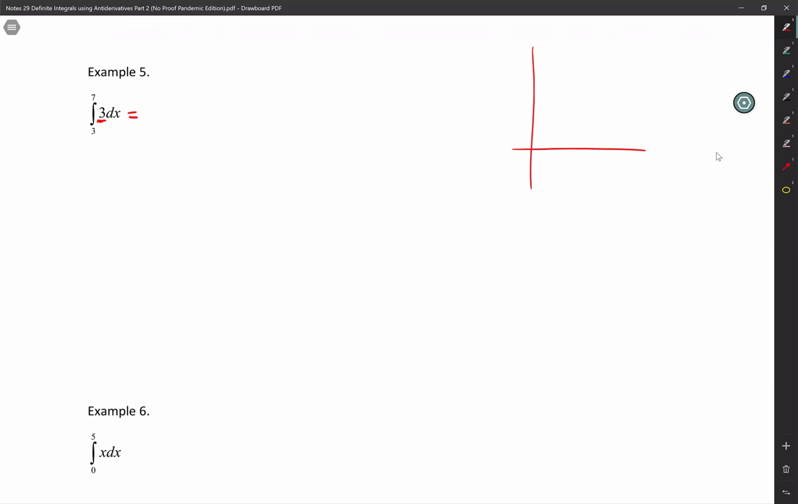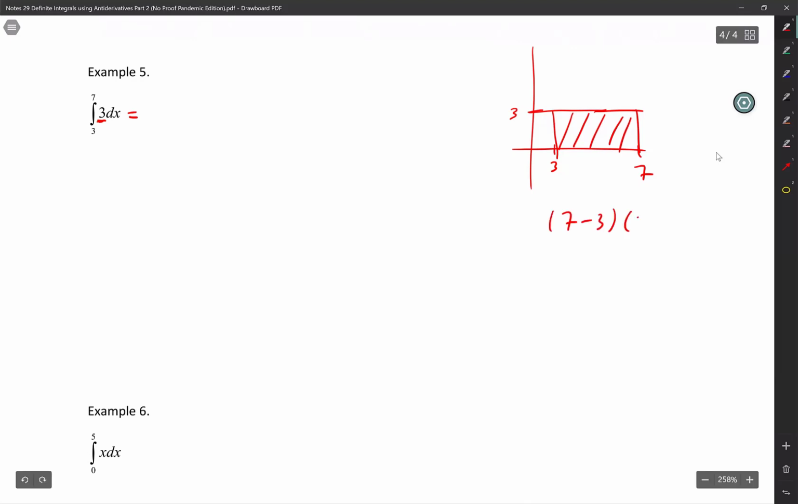Look, here's y equals 3. And I'm going to say here's 3. And I'm going to say here's 7. Let's find the area. This is just a rectangle. That's just a rectangle, guys. Let's see, what's that rectangle? 7 minus 3 times 3. 7 minus 3, that's 4. 4 times 3. So that's 12.